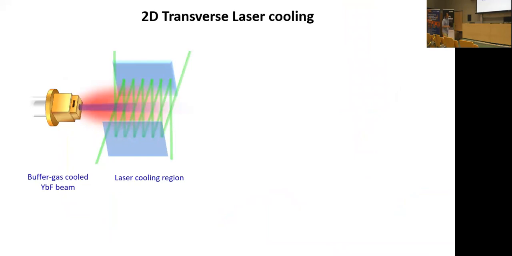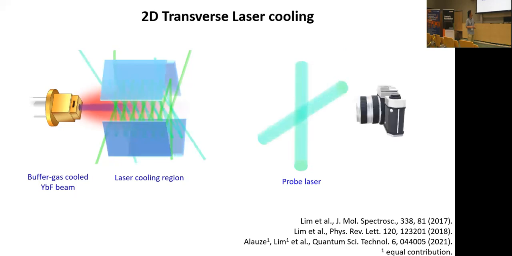Okay, so this is the laser cooling setup. The molecules are generated in this buffer gas source, and they pass through a laser cooling region where we apply the laser cooling beams. This pair of beams cools the molecules in this direction in this figure, and an identical pair of laser beams cools the molecules in the perpendicular axis. After this laser cooling, we measure their spatial distribution using a camera.